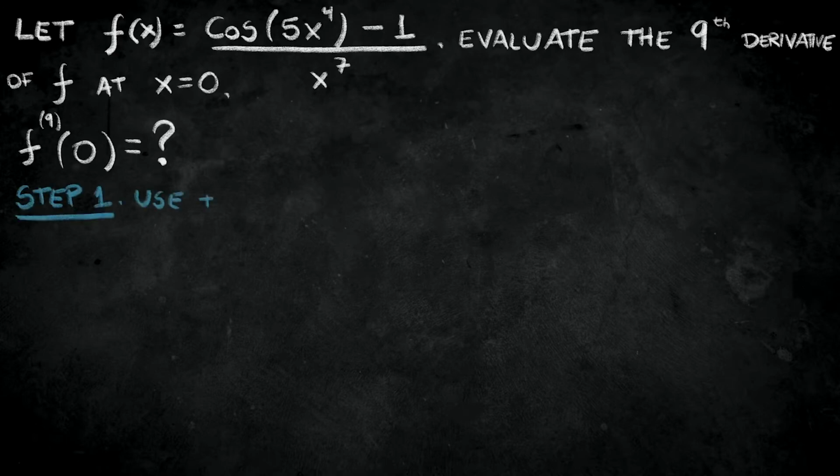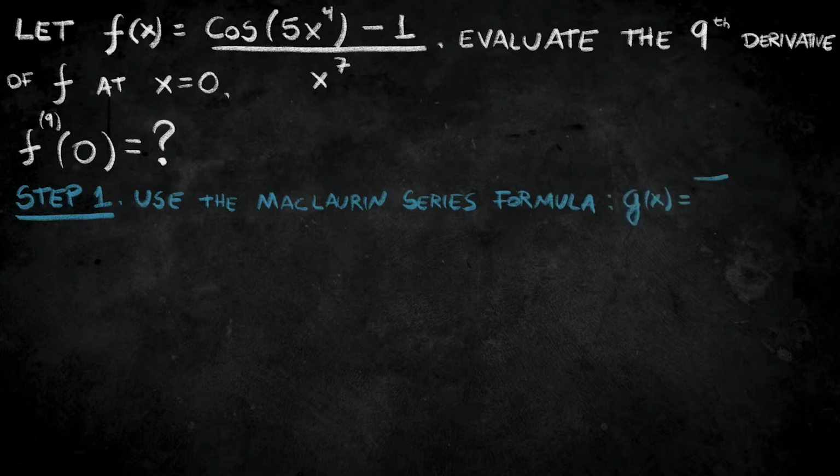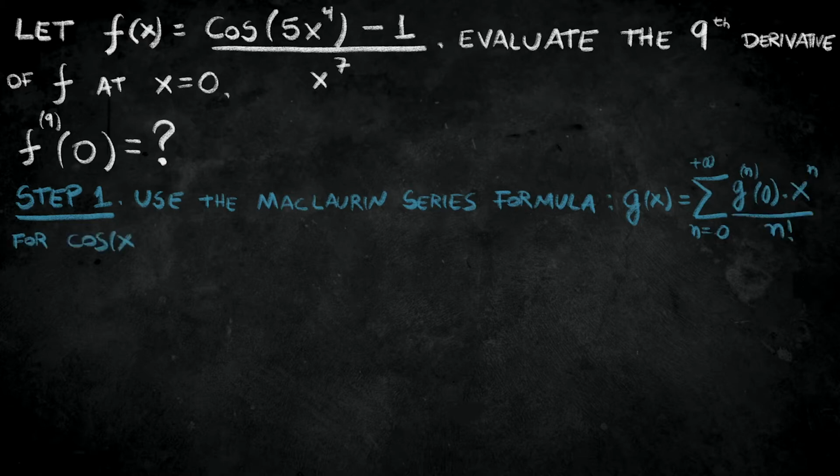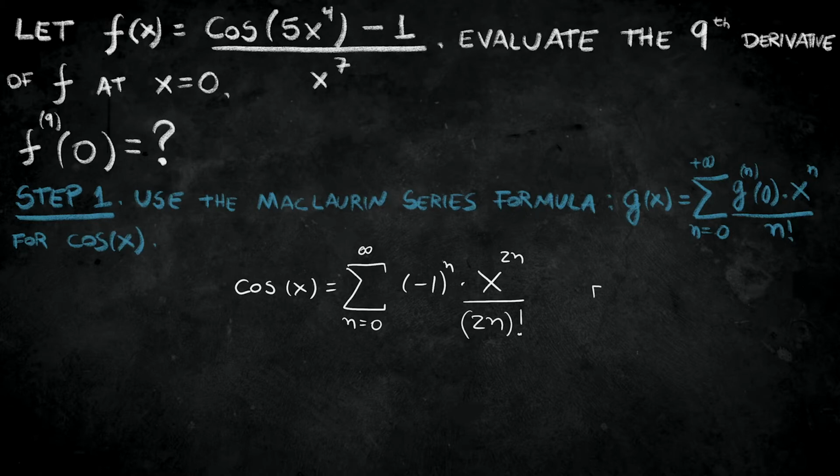Step 1. Use the Maclaurin series formula, and we're going to figure out that cosine of x is equal to the sum from n equals 0 to positive infinity of minus 1 to the power n times x to the power 2n over 2n factorial, for all x.